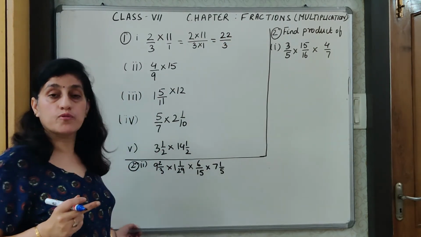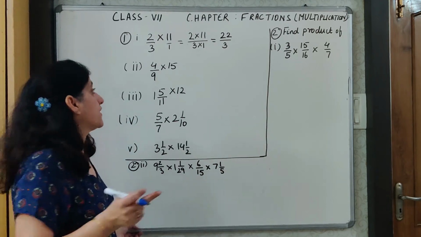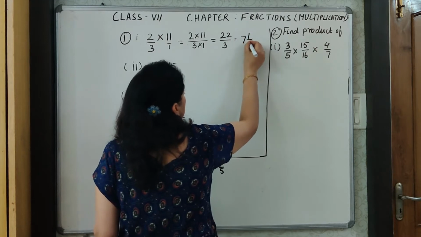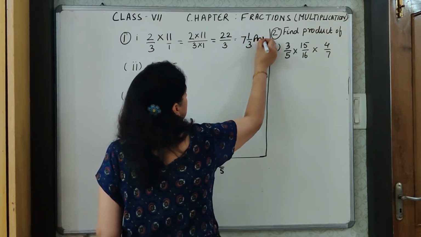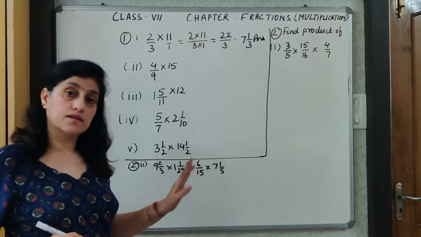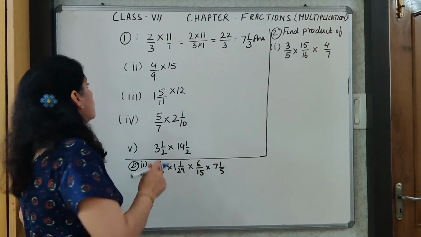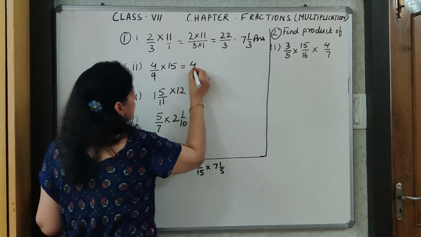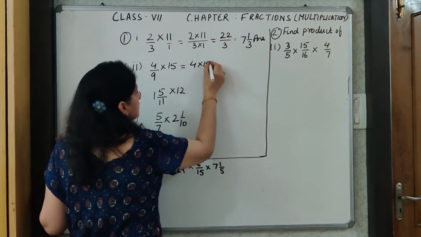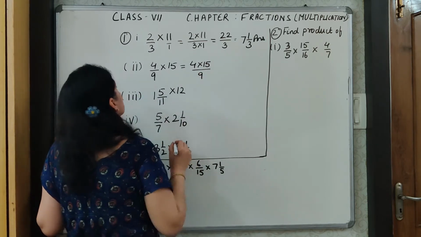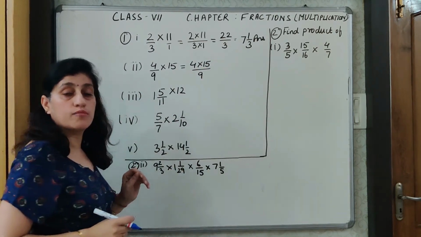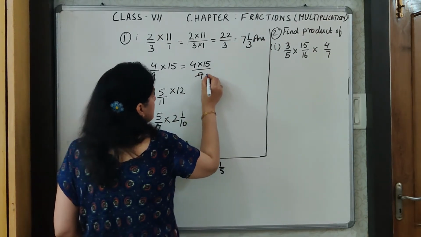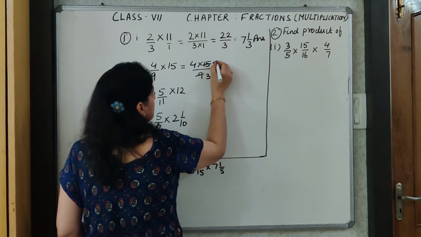Because this is an improper fraction, it will be converted to a mixed fraction, and on dividing 22 by 3, I will get 7 whole 1 upon 3 as the answer. Right? Next question. 4 upon 9 multiplied by 15, same steps we will follow. 4 into 15 upon 9. Now I see 9 and 15 have a common factor 3. So we will divide this by 3. 3 3s are 9 and 3 5s are 15.